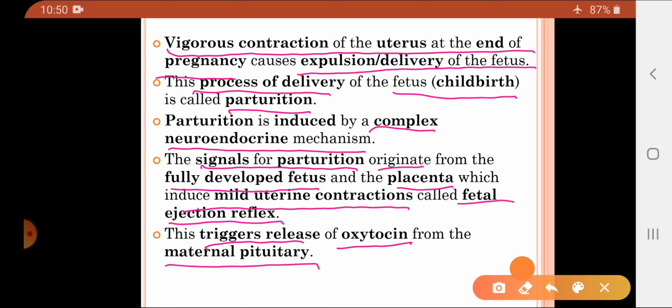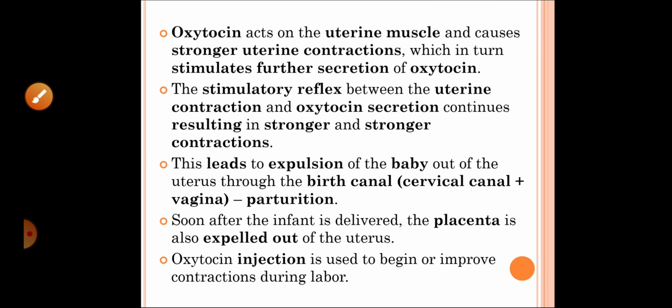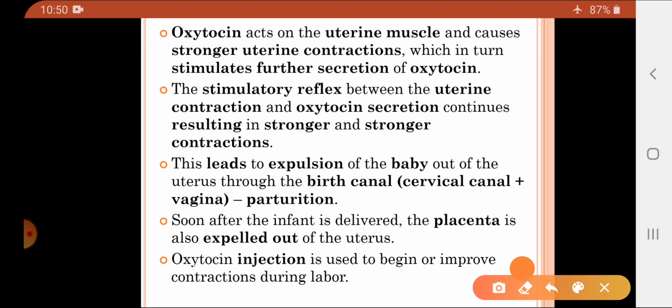Why does it release the oxytocin? Because of the mild uterine contractions caused by the fully developed fetus and the placenta. Now, due to the release of the oxytocin, what happens? This oxytocin acts on the uterine muscles and causes stronger uterine contractions, and these stronger uterine contractions stimulate the further secretion of oxytocin.